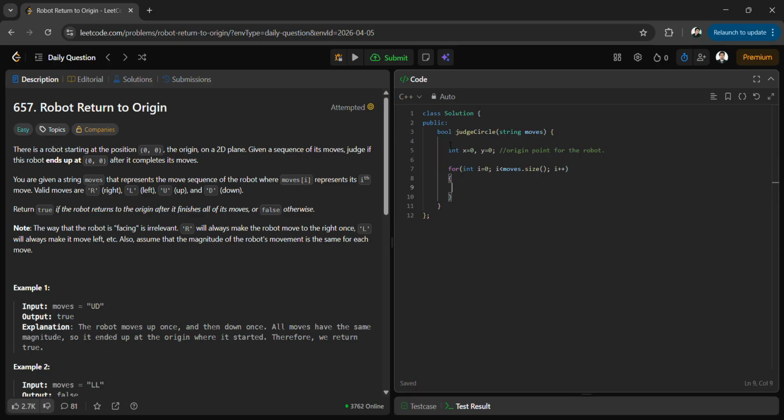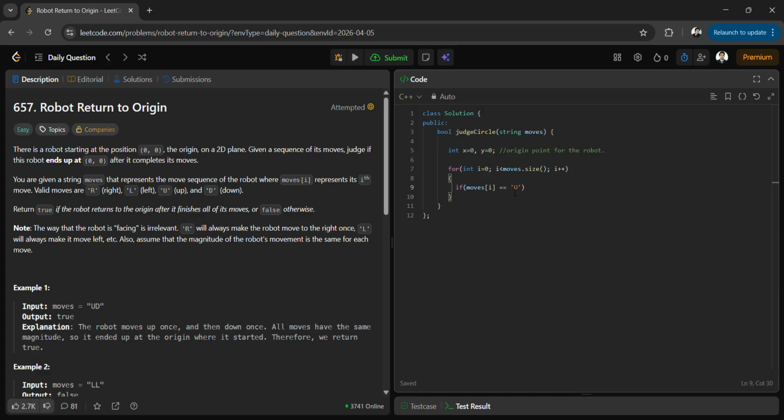Here I need to check the condition: moves of i. With respect to example one, if I'm traversing the string "UD", our first character is U. So if my first character is U, I need to change my coordinate. But which one, x or y? Tell me about this.